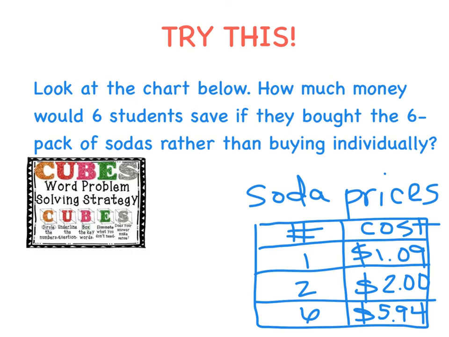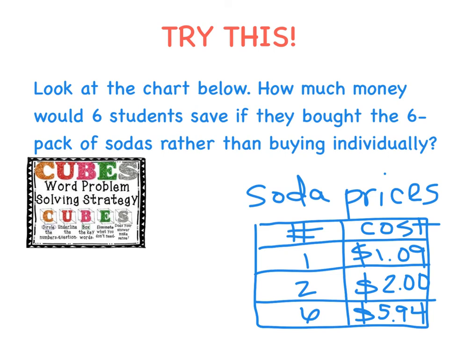I want you to go ahead and use the cube strategy or make a need-to-know chart or whatever strategy works best for you to solve this multi-step problem. Using this chart, it shows you how much it costs for a different number of sodas. So to buy 1 soda is $1.09. If you buy a pack of 2, it's $2 even. And if you buy a pack of 6 sodas, it's $5.94.